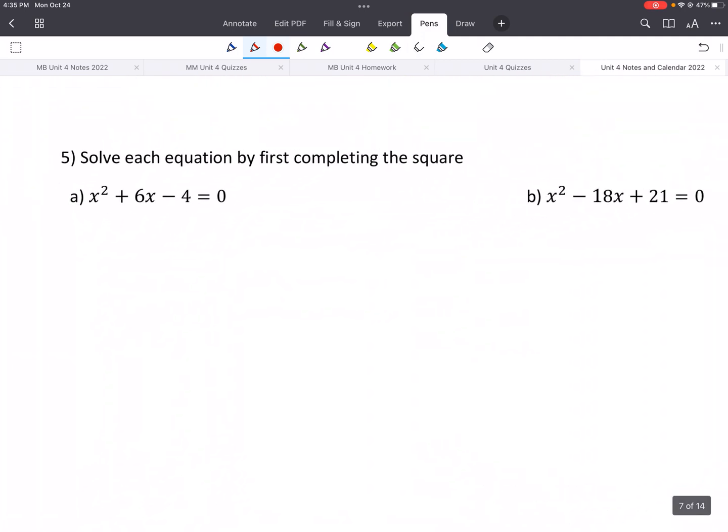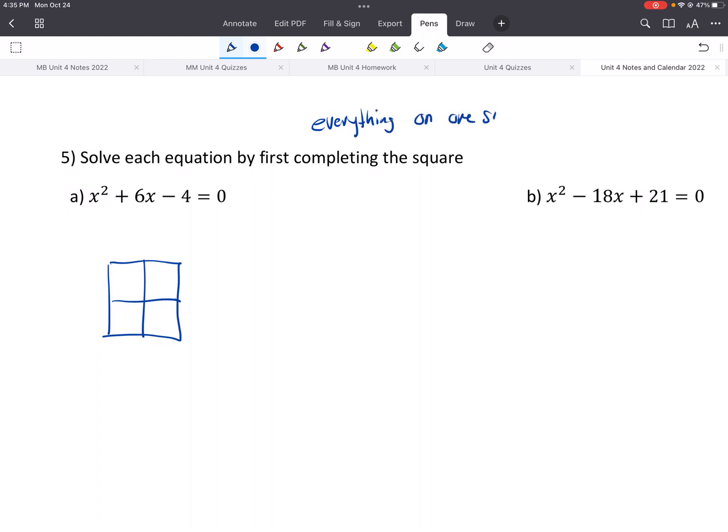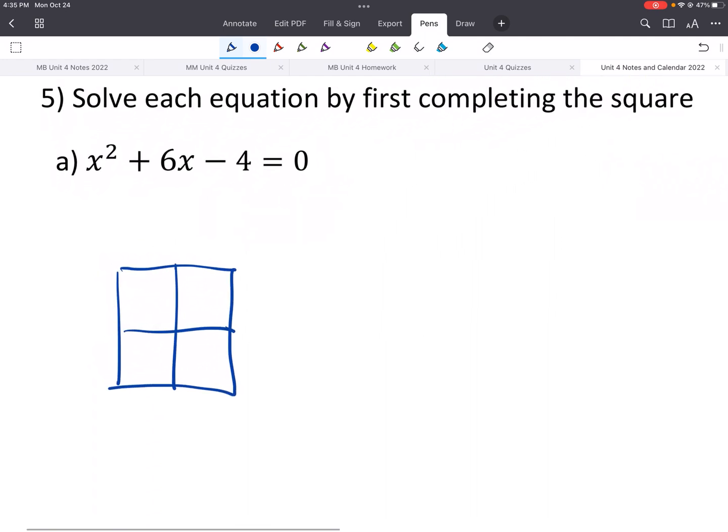Alright, so first off, we need to complete the square. You're going to need to draw your own boxes. Again, everything needs to be on one side and then equal to 0. Okay, so we have everything on one side here. So we've got x squared is a perfect square. That's our x times x. Half of 6 is 3, and then that would have to be 3 and 3. And that gives us our binomial squared.